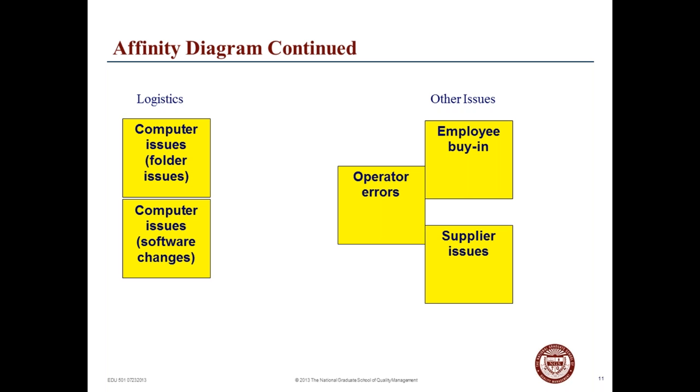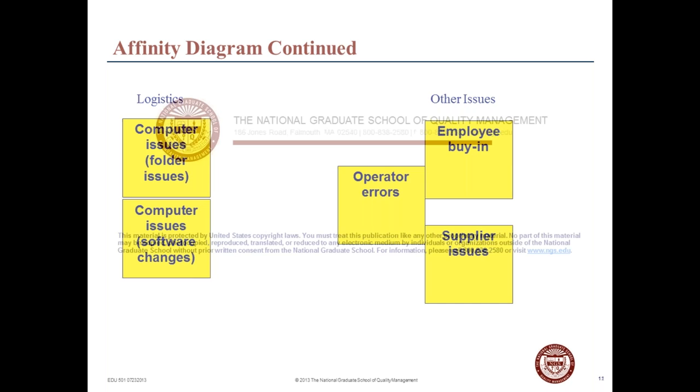And operator errors is something that we would encounter too. It kind of goes back to the human factor, but it's going to happen. And then of course, supplier issues too. It's another thing that we try to plan for, but you never know when it's going to happen, and you just kind of got to be as proactive as you can. I believe that is it.